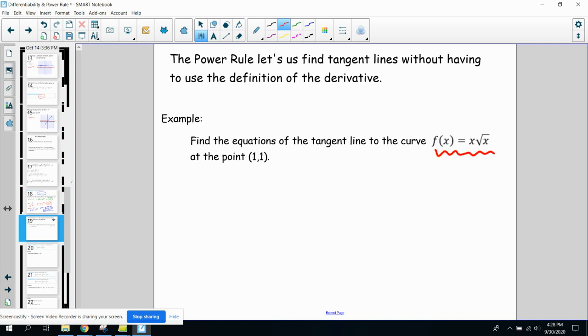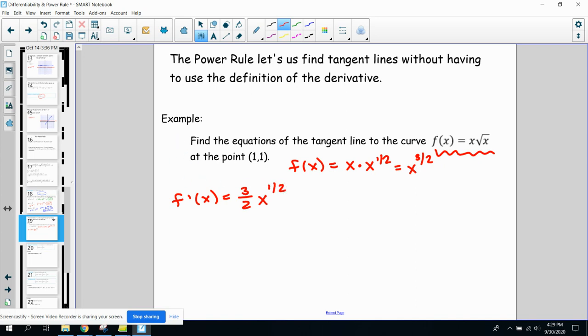So here's my function. Okay, it's not set up nice to use the power rule, so I can rewrite this. I can say that this is the same thing as saying x times x to the 1/2. So my function is really x to the 3/2. Okay, so I'm just rewriting it so I can use the power rule. So now I'm going to find the derivative. f prime of x is equal to 3/2, that comes down, x, and then 3/2 minus 1, so minus 2/2, so that gives us 1/2.